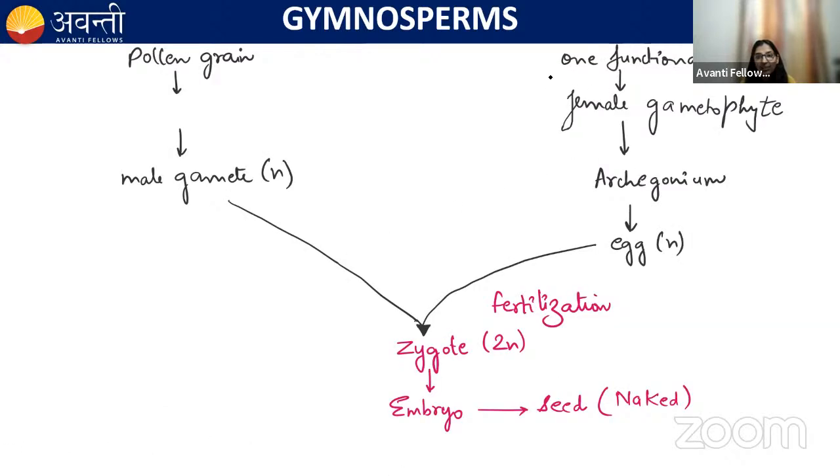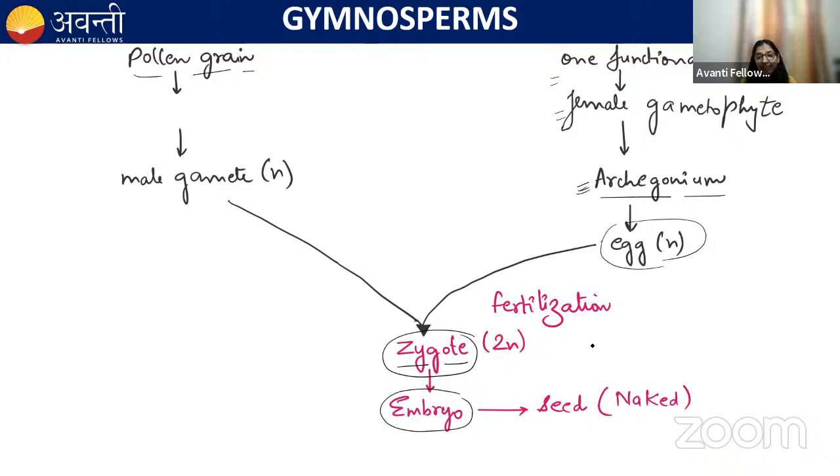This functional megaspore will form the female gametophyte, and this female gametophyte will bear the archegonium. Okay? And the microspore on maturation will form the pollen grains, which is the male gametophyte. So pollen grain will produce the male gamete, right? And these archegonia produce the egg. So when the male gamete and the egg fuse, they will produce the zygote. And this zygote is also diploid, remember? This zygote will undergo mitotic division and form the embryo.